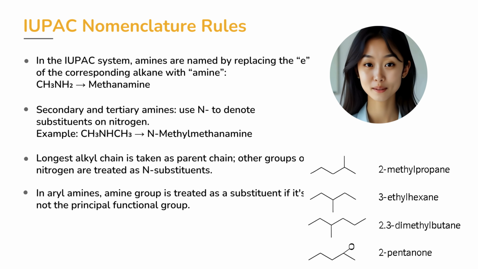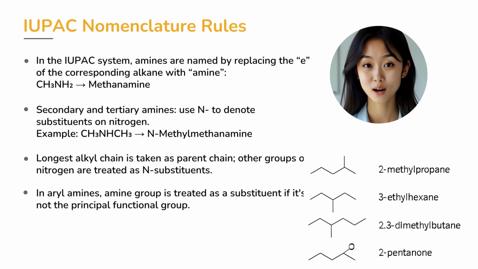Let's talk names, the science of naming amines systematically, or as chemists like to say, IUPAC nomenclature. Think of naming chemicals like naming pets. You want a unique, clear name that everyone gets. In the IUPAC system, we take familiar alkane names, the simple carbon chains, and switch out the final E to amine. For example, if you have a molecule like CH3NH2, instead of calling it methylamine, it's called methanamine, simple but systematic.